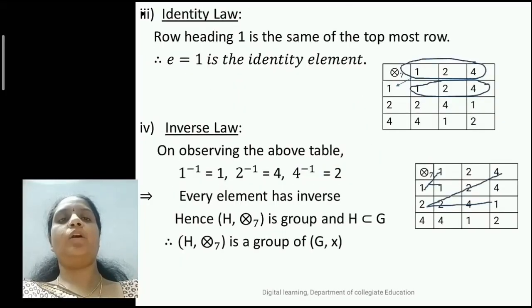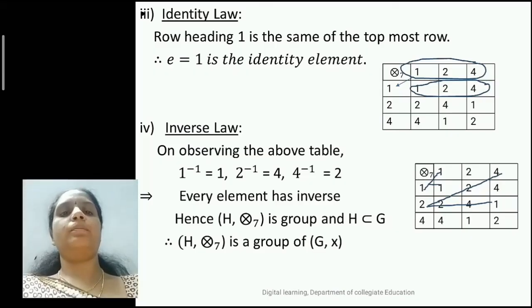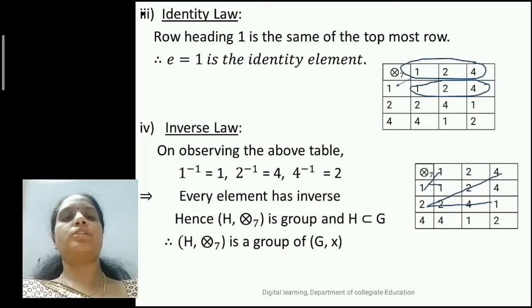Next, identity law. If you are observing, the topmost row is 1, 2, 4, and the same elements are repeated in the second row also. If you are observing the arrow mark, the one I marked, this becomes the identity element. The row heading 1 is the same as the topmost row, therefore e equal to 1 is the identity element.